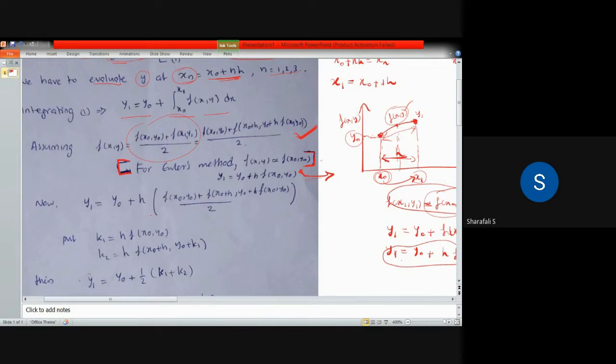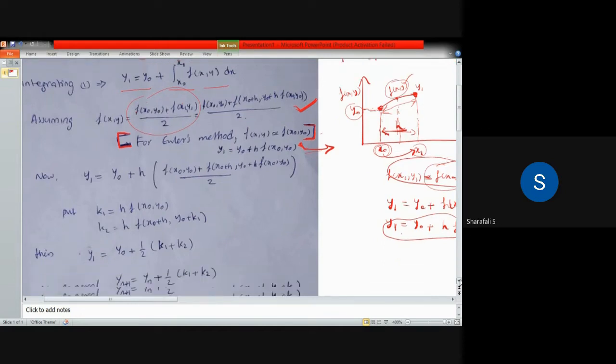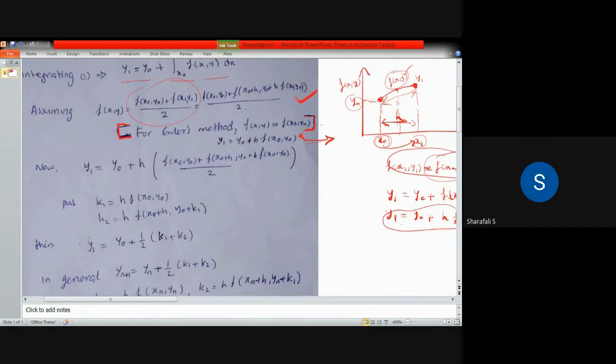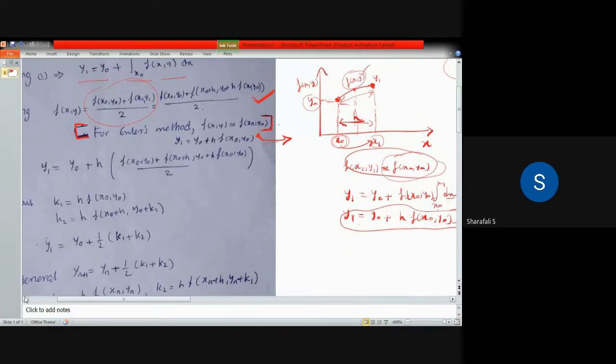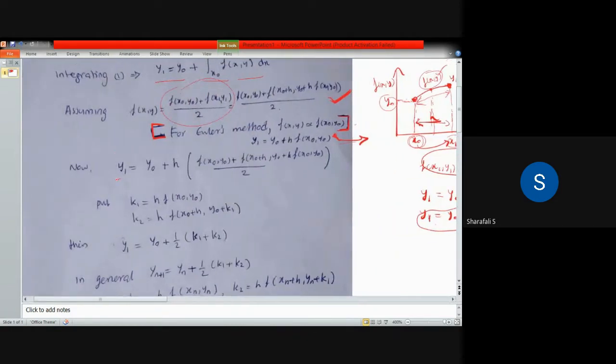Now if you consider the integration of that function, I will explain here itself. You can see now y1 will be equal to y0 plus h into f of x0 comma y0 plus f of x0 plus h comma y0 plus h into f of x0 comma y0, divided by 2.